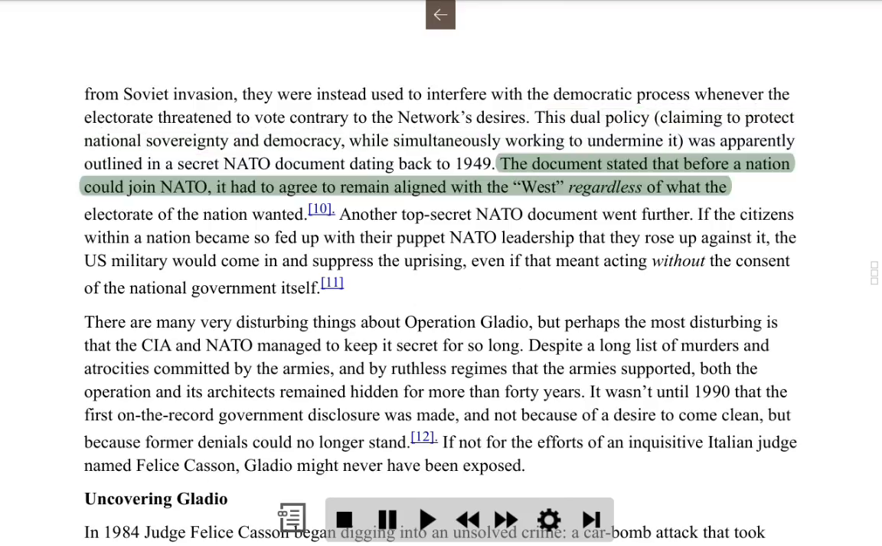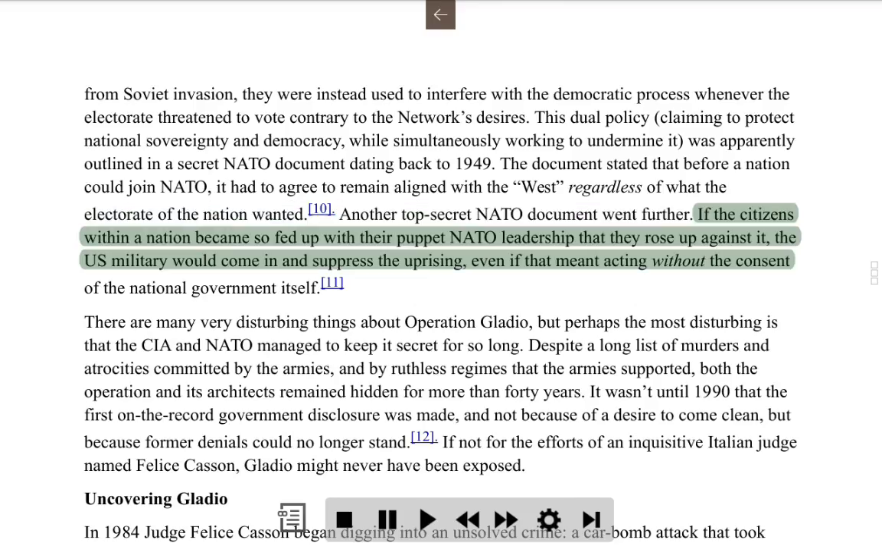The document stated that before a nation could join NATO, it had to agree to remain aligned with the West regardless of what the electorate of the nation wanted. 10. Another top-secret NATO document went further. If the citizens within a nation became so fed up with their puppet NATO leadership that they rose up against it, the US military would come in and suppress the uprising, even if that meant acting without the consent of the national government itself.